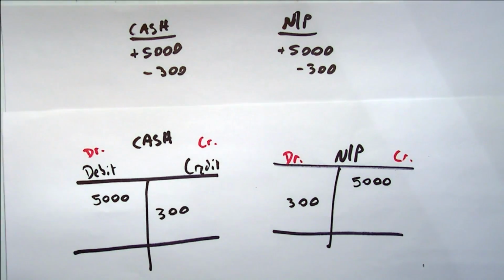Now, all accounts are debited and credited. You just have to know whether those are increases or decreases. Okay? Take a look at the next slide.